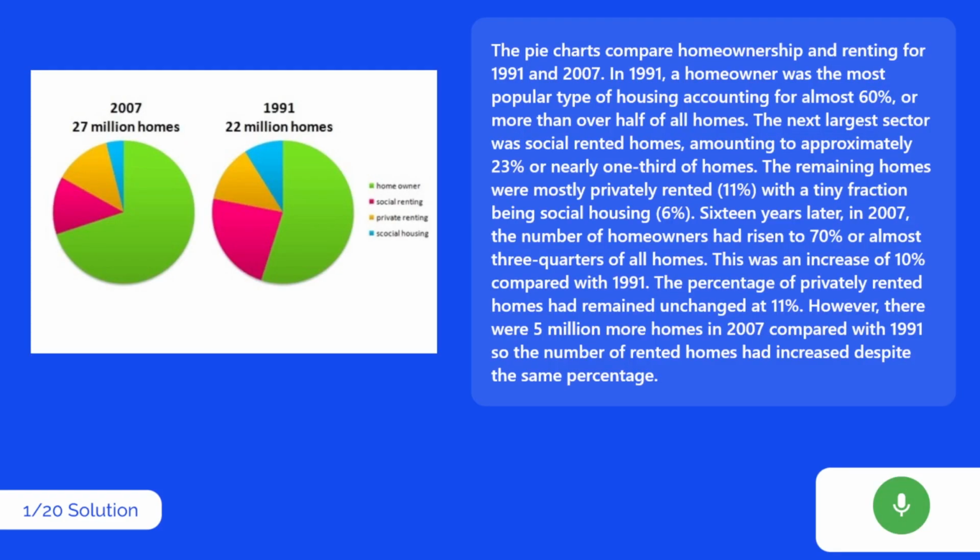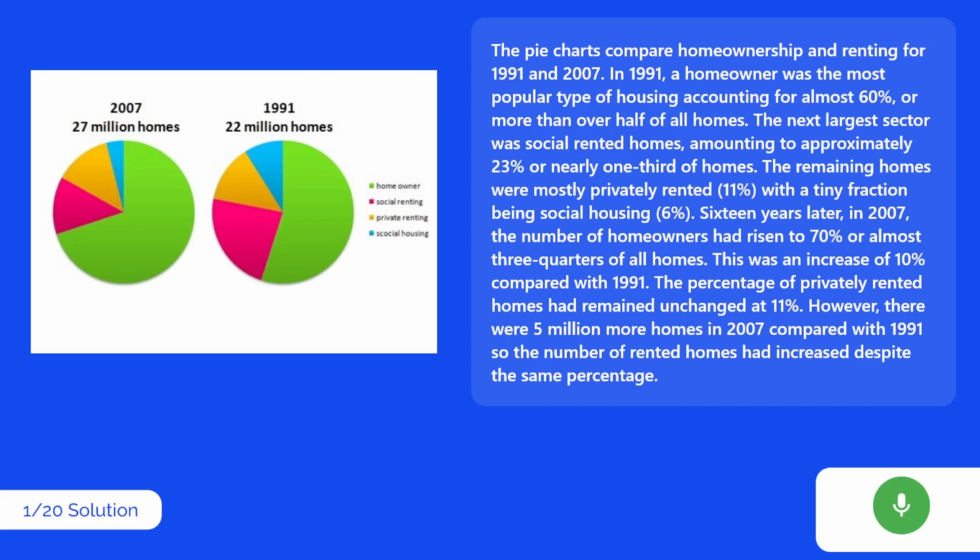The pie charts compare home ownership and renting for 1991 and 2007. In 1991, home ownership was the most popular type of housing, accounting for almost 60%, or more than half of all homes. The next largest sector was social rented homes, amounting to approximately 23% or nearly one-third of homes. The remaining homes were mostly privately rented, 11%, with a tiny fraction being social housing, 6%.